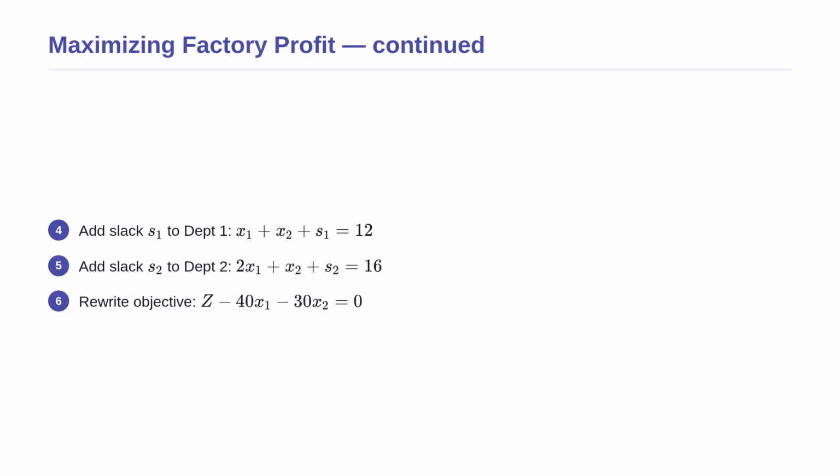Continuing with our setup, we must convert our inequalities into equations. For the first department, we add a slack variable, S1, to represent the unused hours, making it perfectly equal to 12. For the second department, we add a second slack variable, S2, to represent its unused hours, making it equal to 16. Finally, we rewrite our objective function by moving all variables to the same side as z, giving us z minus 40x1 minus 30x2 equals 0. We now have all the pieces needed to build our initial tableau.